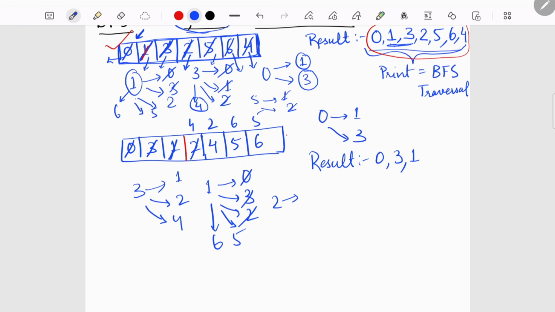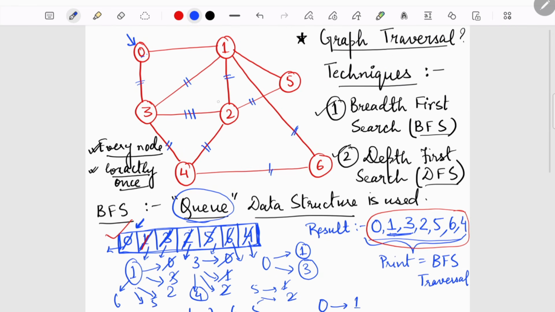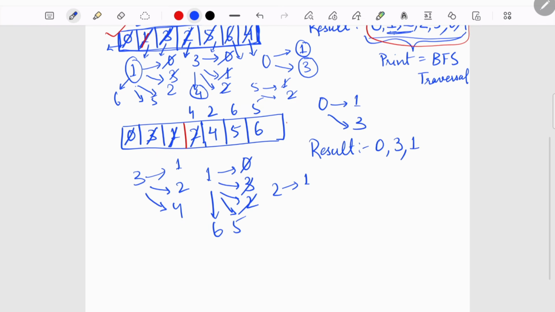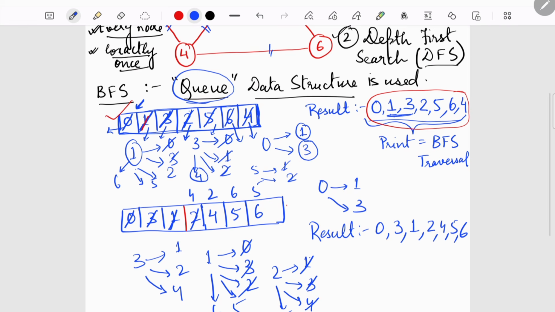Next node we are going to visit is 2. Which are the nodes adjacent to 2? It's 1, 3, 4 and 5. These are all either visited or already in the queue. So if you see, my order will be like this. My previous BFS traversal was this and my next BFS traversal is this. So these both are my valid traversals.